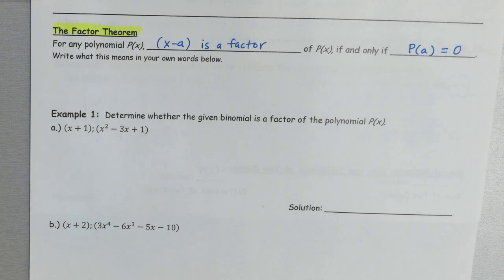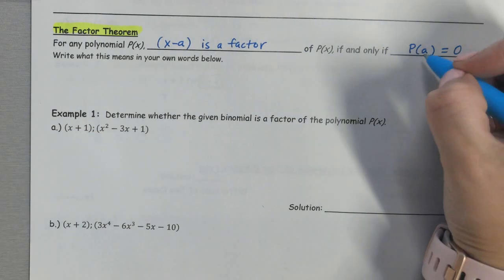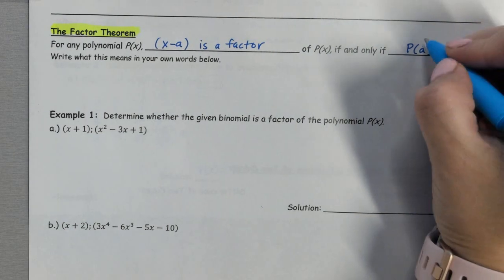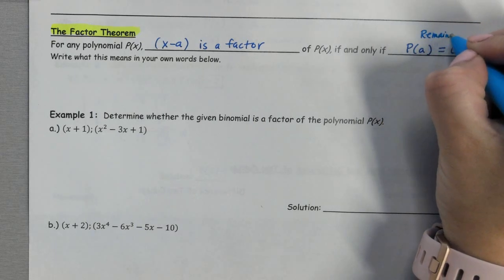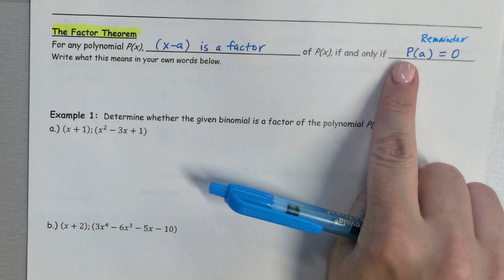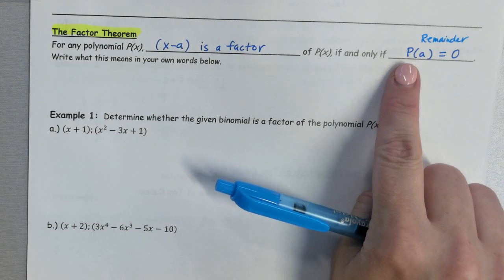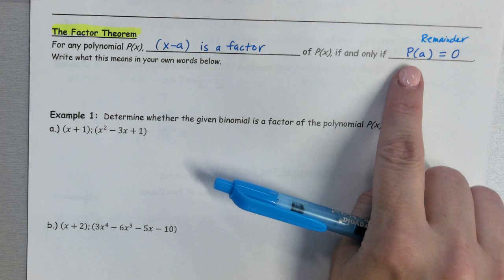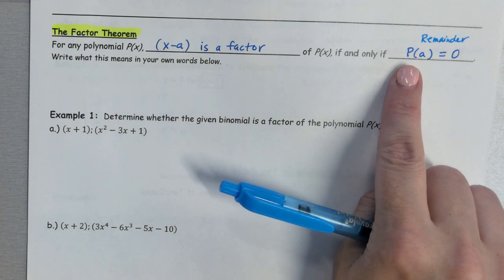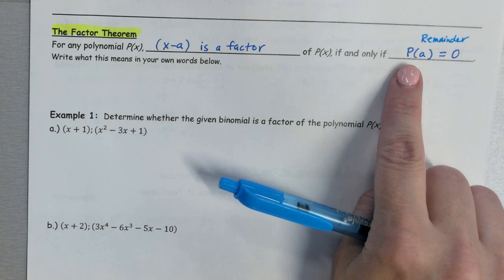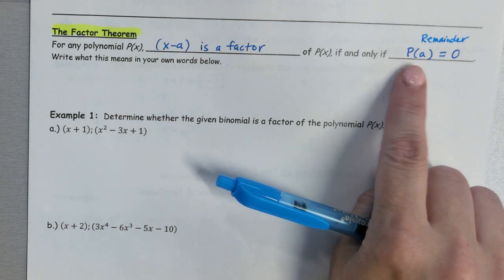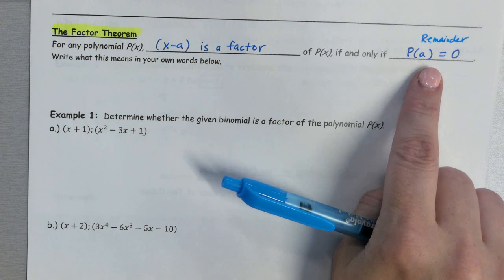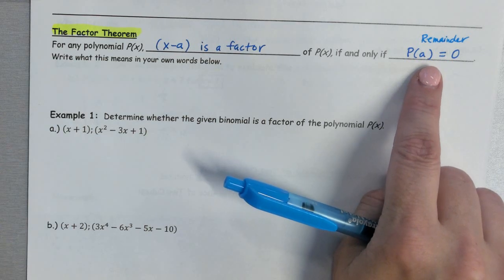All right, so if x minus a is a factor, then p of a equals 0, which is the remainder. Remember we just defined p of a: it's the remainder when you do synthetic substitution. That's what we wrote down. So write what this means in your own words below. Basically, all this means is the binomial is a factor when you divide, and the remainder has to be 0, which makes sense, because if the remainder is 0, that means it divides into it evenly.